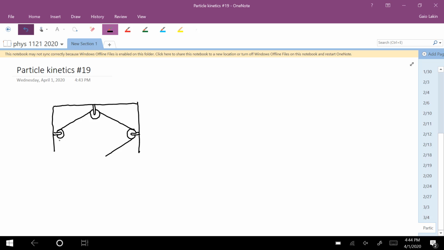And it connects to a mass. The mass is 150 kilograms. And we're given the angles here are 40 degrees. And we are supposed to find the tension in the cable, I assume. Let's see.